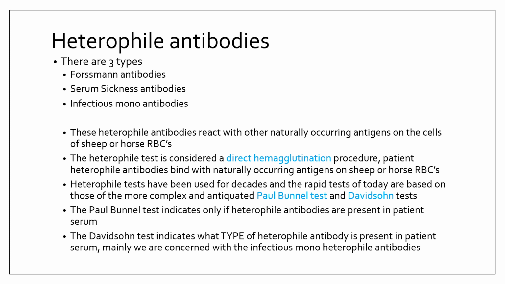Now, the Paul-Bunnell test indicates if the heterophile antibody is present in patient's serum, but it doesn't tell you which type. The Davidsohn test indicates which type of heterophile antibody is present. So mainly we are concerned with the infectious mononucleosis antibodies. So let's go ahead and talk about the Paul-Bunnell test and the Davidsohn differential test.